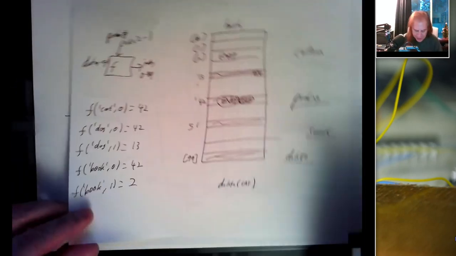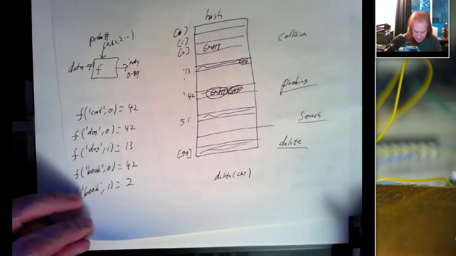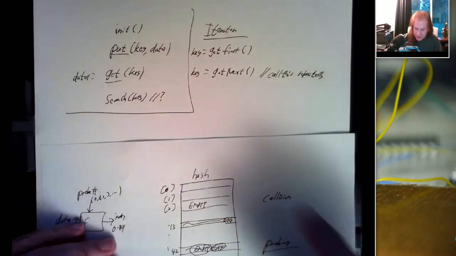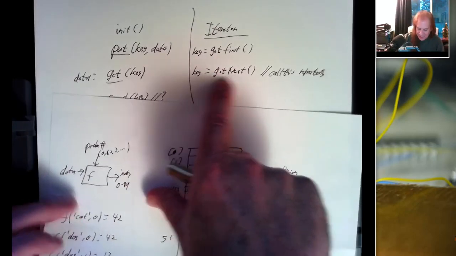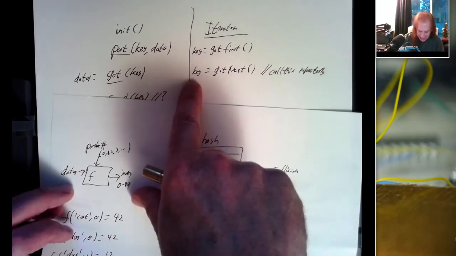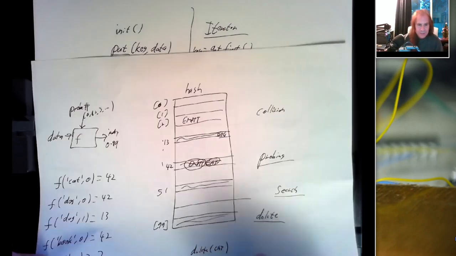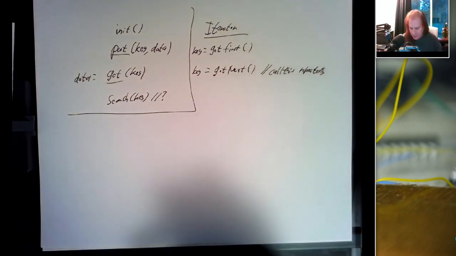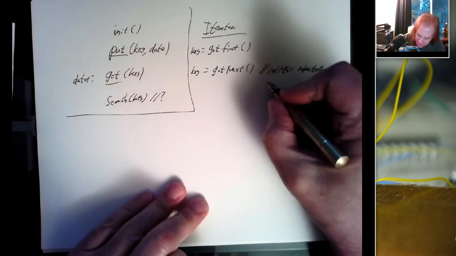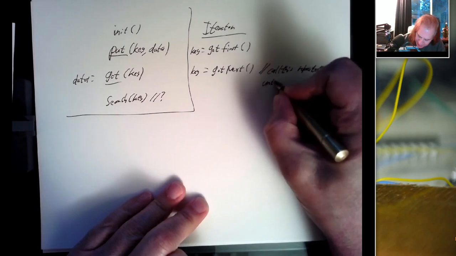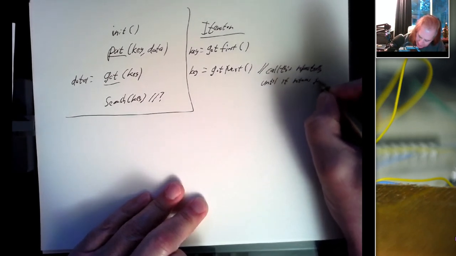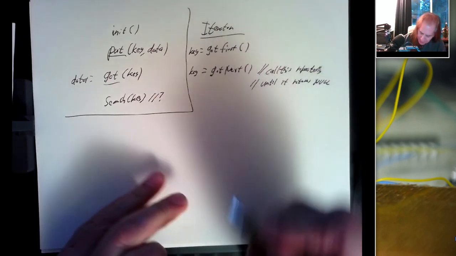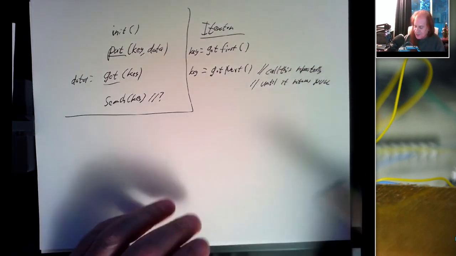So if we had stored data under cat and dog and book, we could say get first, and maybe get first would give us dog. And then when we call get next, maybe that would give us cat. When we call get next again, maybe that would give us book. And we could set it up so that it returns null when there are no more keys left to be retrieved.